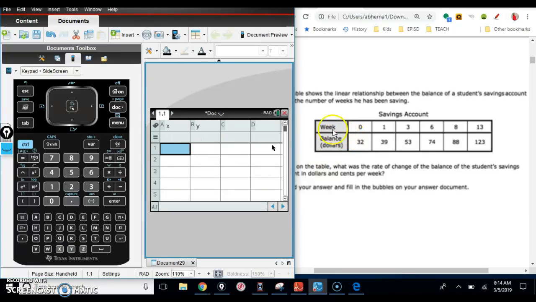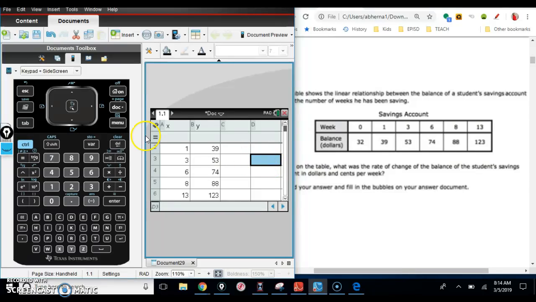And then I'm going to literally type this top part for my X and then the bottom part for my Y. So I'm going to put 0, 1, 3, 6, 8, 13. And then on the Y, I'm going to copy down the bottom. So 32, 39, 53, 74, 88, and 123.